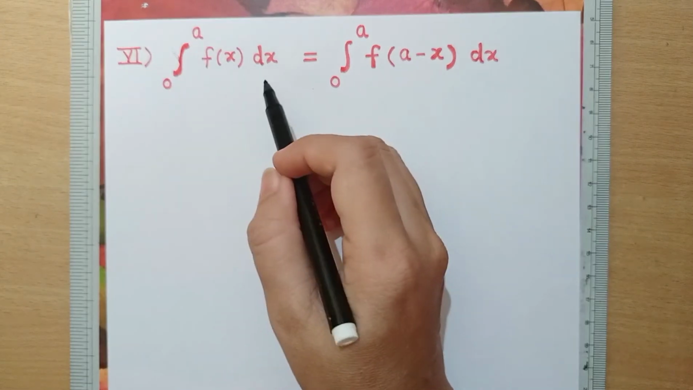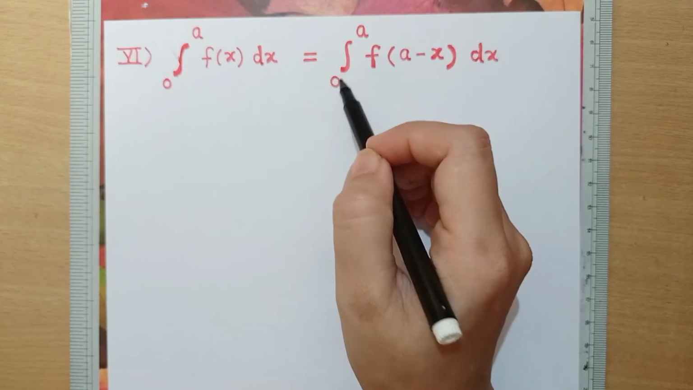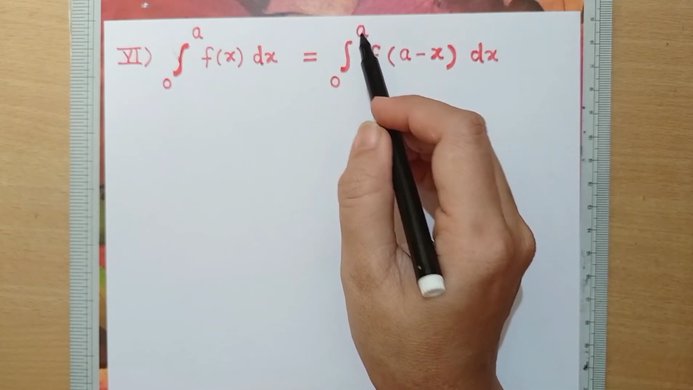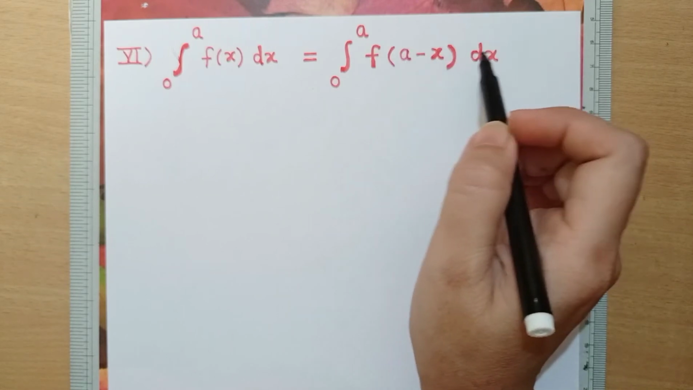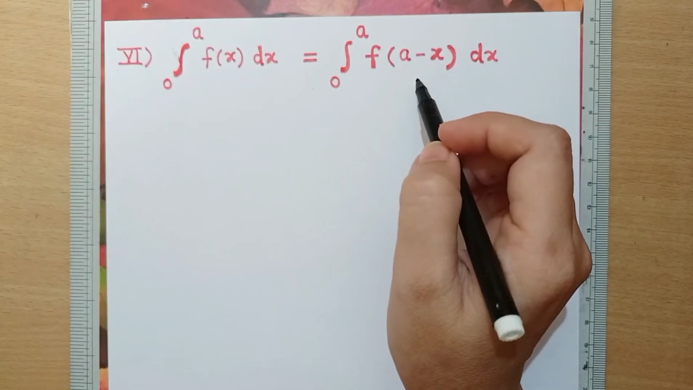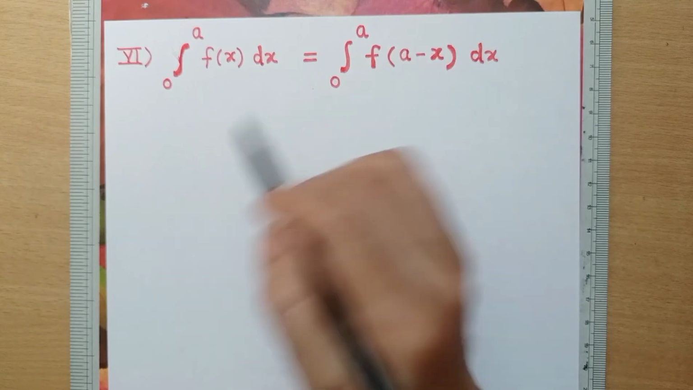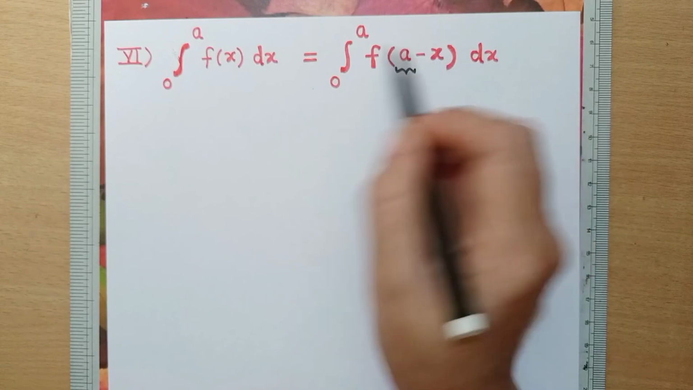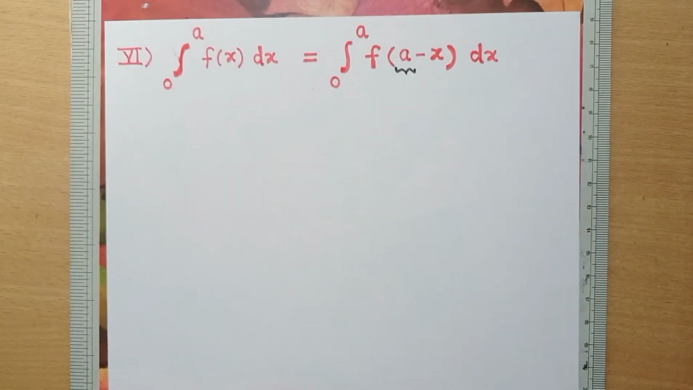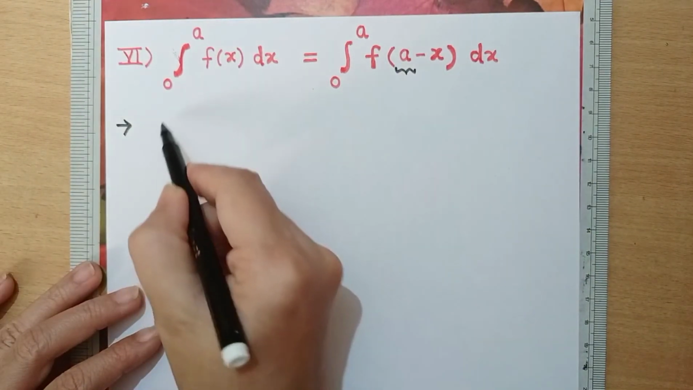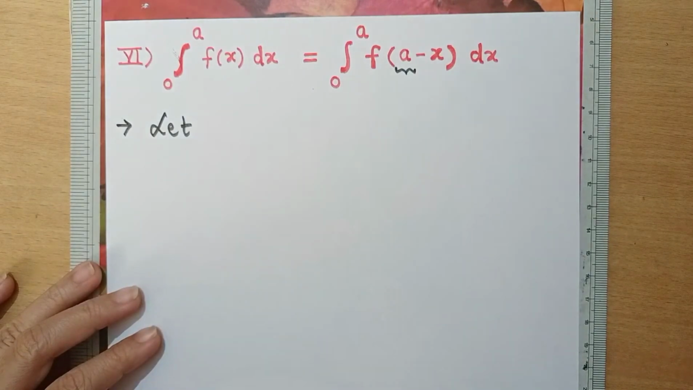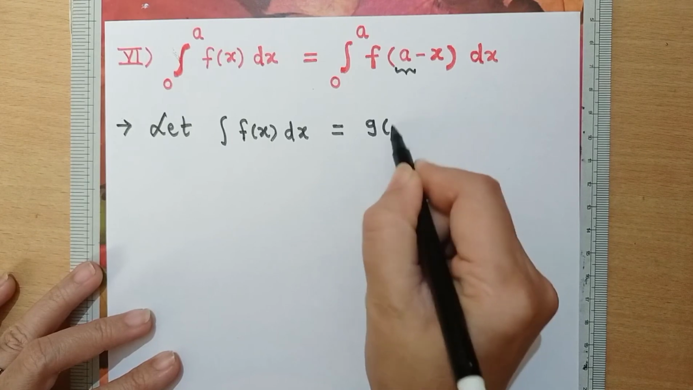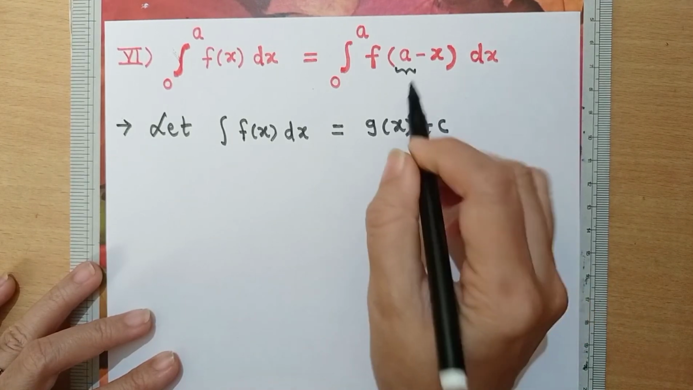Integration 0 to a f(x) dx equals integration 0 to a f(a - x) dx. This is the same as the previous property, and so here we have added 0 plus a is a, and then subtraction of this variable. So as usual our first step is integration of f(x) dx equal to g(x) plus c.